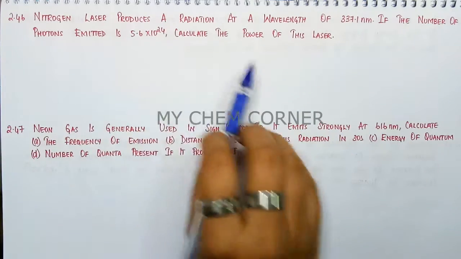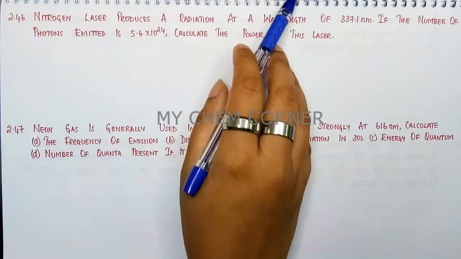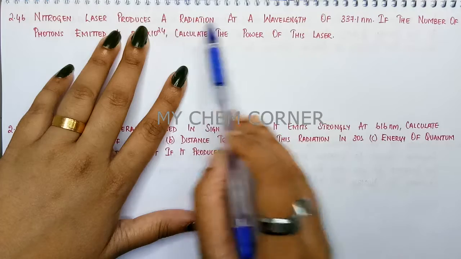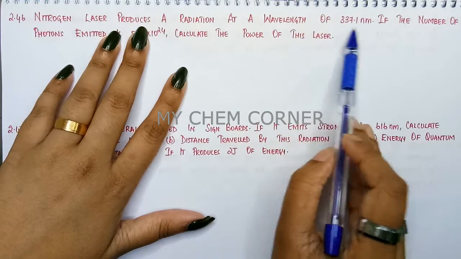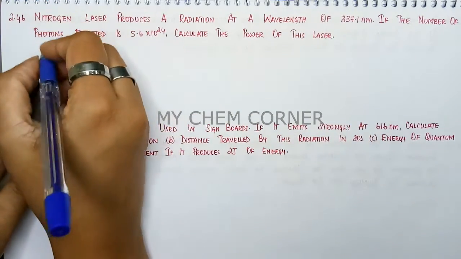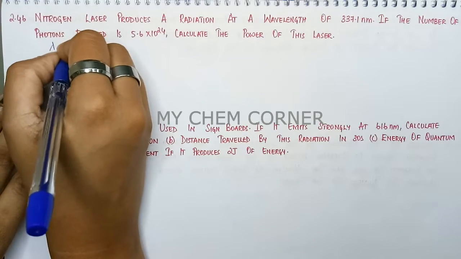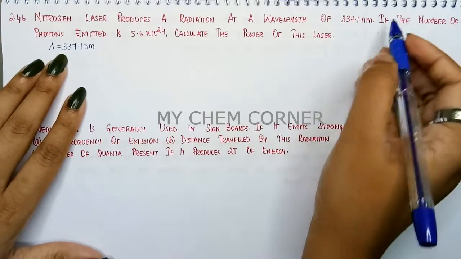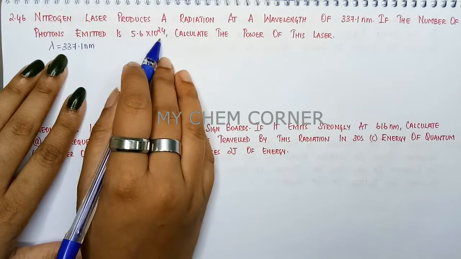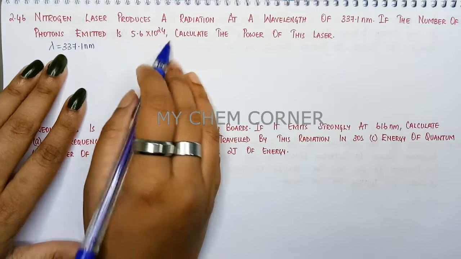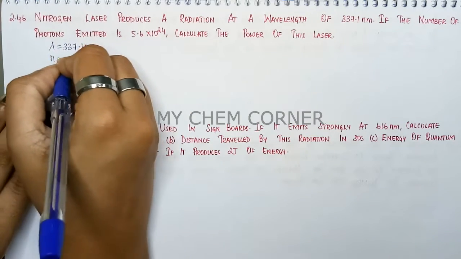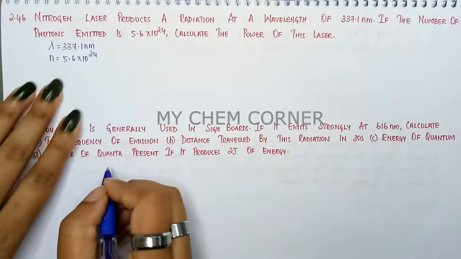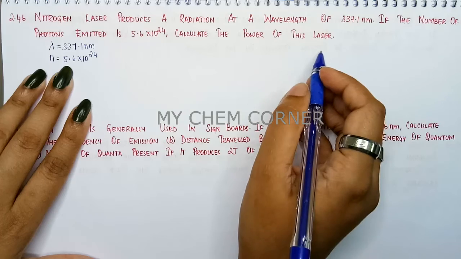Very simple question. So first let's write down what is given in the question and what is asked. So here what's given to us is that it is producing a radiation of a wavelength this much. So here lambda value is 337.1 nanometer. And if the number of photons emitted is 5.6 into 10 to the power 24, number of photons meaning n value is 5.6 into 10 to the power 24. Calculate the power of this laser.